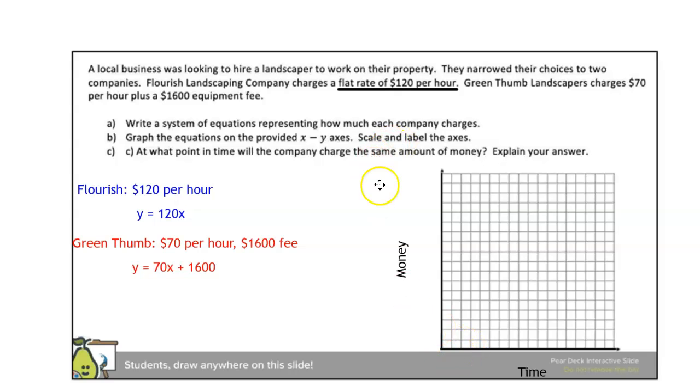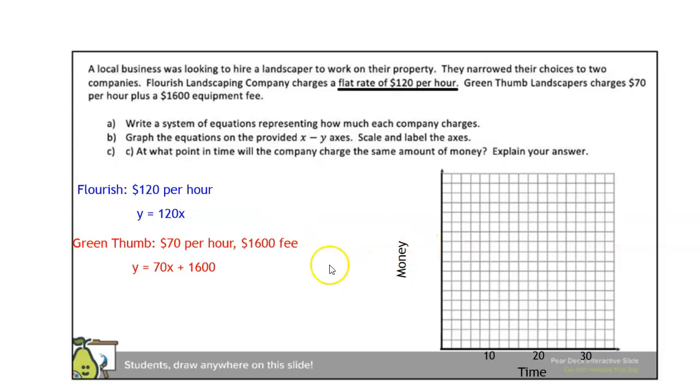Because these landscapers are probably not going to be working for hundreds and hundreds of hours, we probably only need it to go up to, let's say, 30 or 40. So let's see what the scale looks like. Here you can see I skipped by 2s: 2, 4, 6, 8, 10, 12, 14, 16, 18, 20, etc.